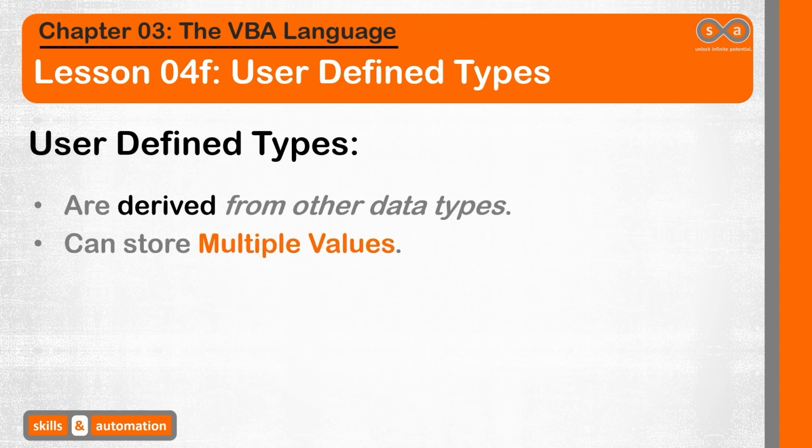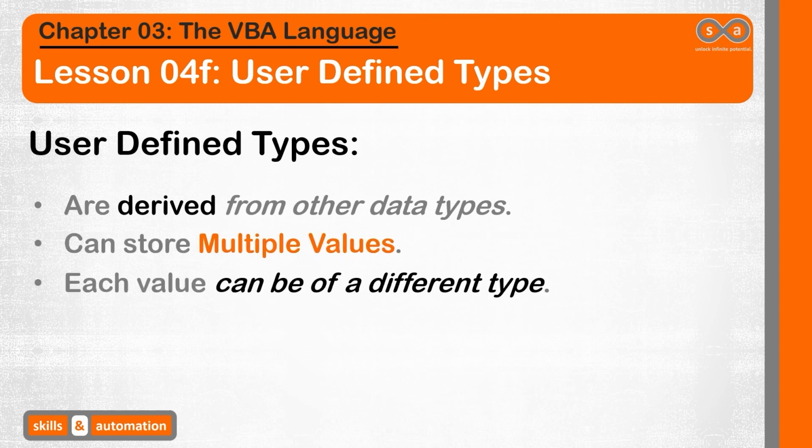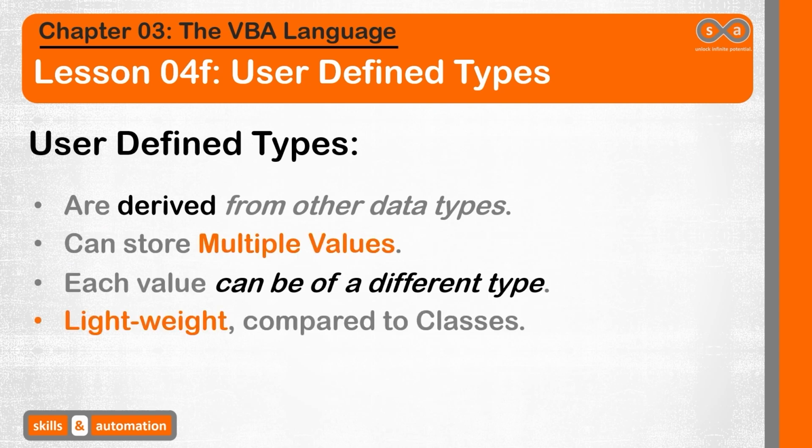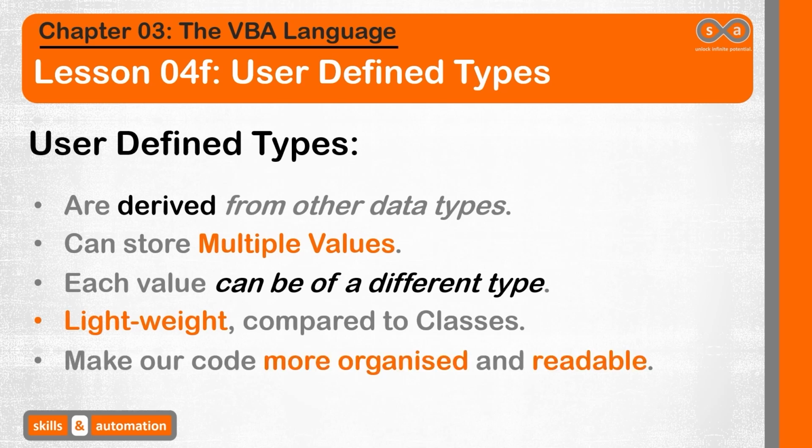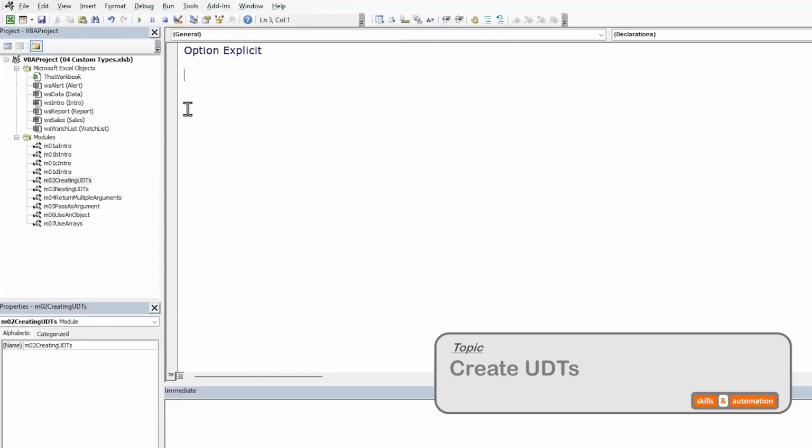UDTs are a data type derived from other data types. They can hold multiple values. Each value can be of a different data type. They are lightweight, at least when compared to classes. They make our code more organized and readable. Let's start off by creating a user-defined type.